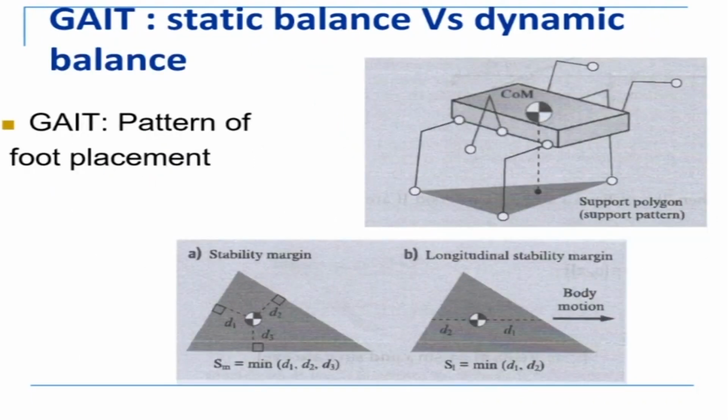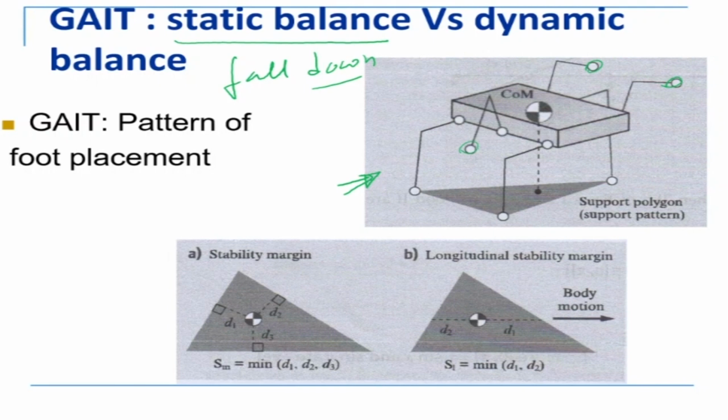Now, what do you mean by balance? By balance, it essentially means it should not fall down. The system should not fall down. Now, in terms of static balance and dynamic balance, in the case of static balance, we say that when three legs are in air, like here, this is a hexapod, there are six legs, three legs are in air, and three legs are on the ground.